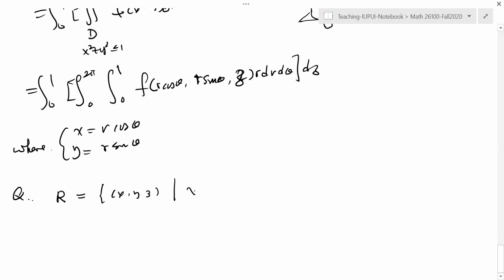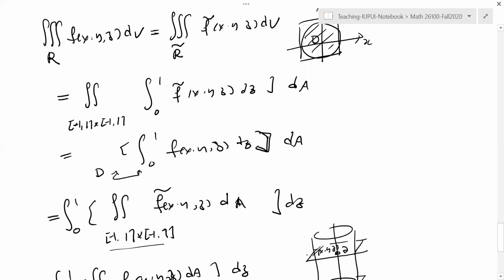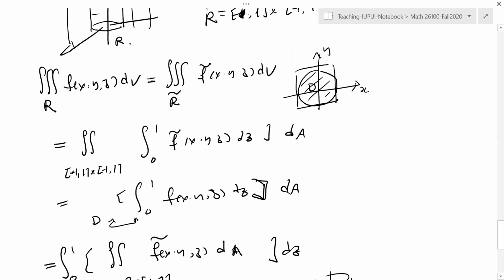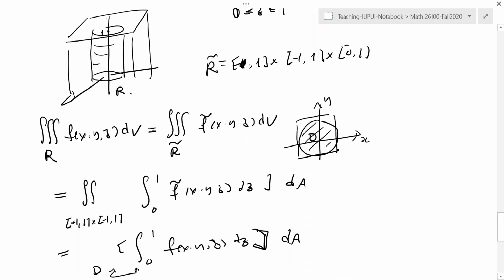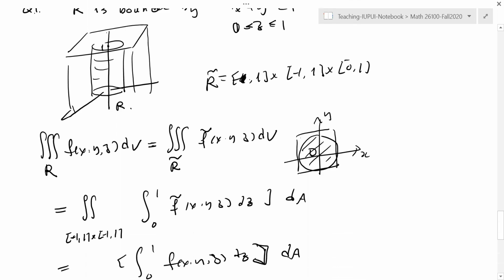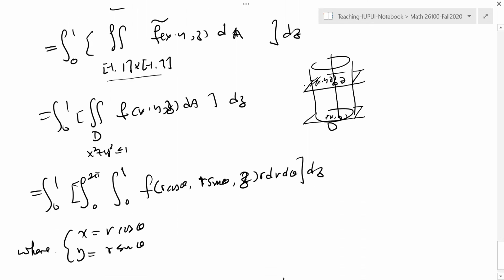What would be the answer for the first one, Professor? For the first one, the answer is just to set up iterated integrals for this triple integral. My question is to set up the iterated integrals for these triple integrals. So I have two iterated integrals for this.